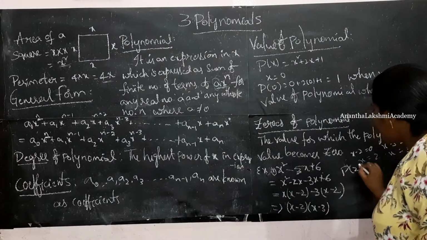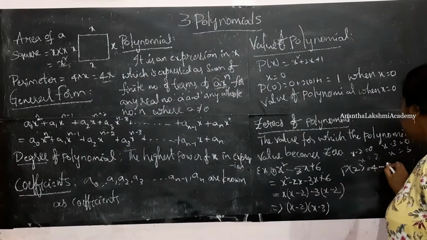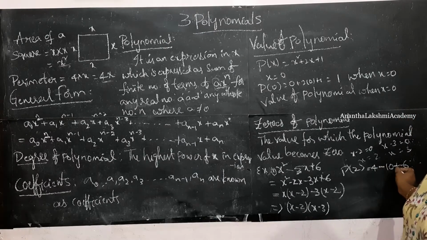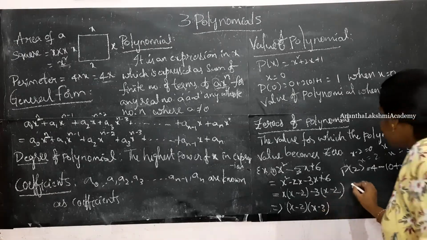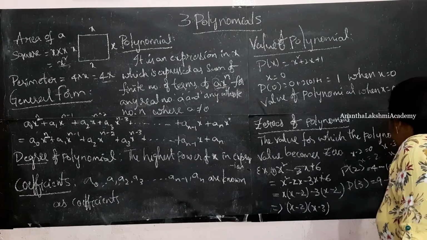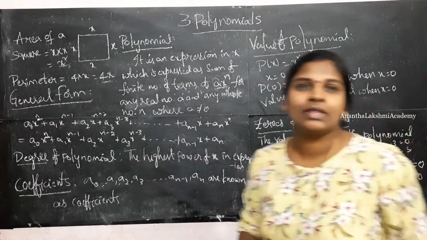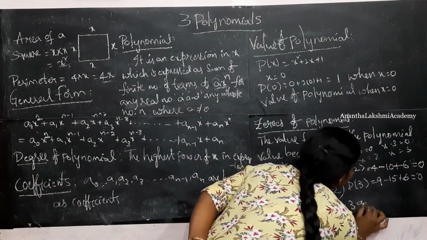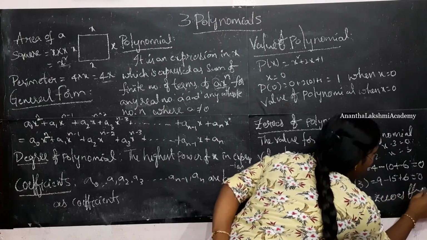I am substituting a value of 2. 2 square is 4. Minus 5 2s are 10. Plus 6. 4 plus 6 is 10. 10 minus 10 is 0. Alright. Next, I am substituting the value of 3. 3 square is 9. 5 3s are 15. 9 plus 6 is 15, minus 15 is 0. So, 2, 3 are nothing but zeros of p of x.